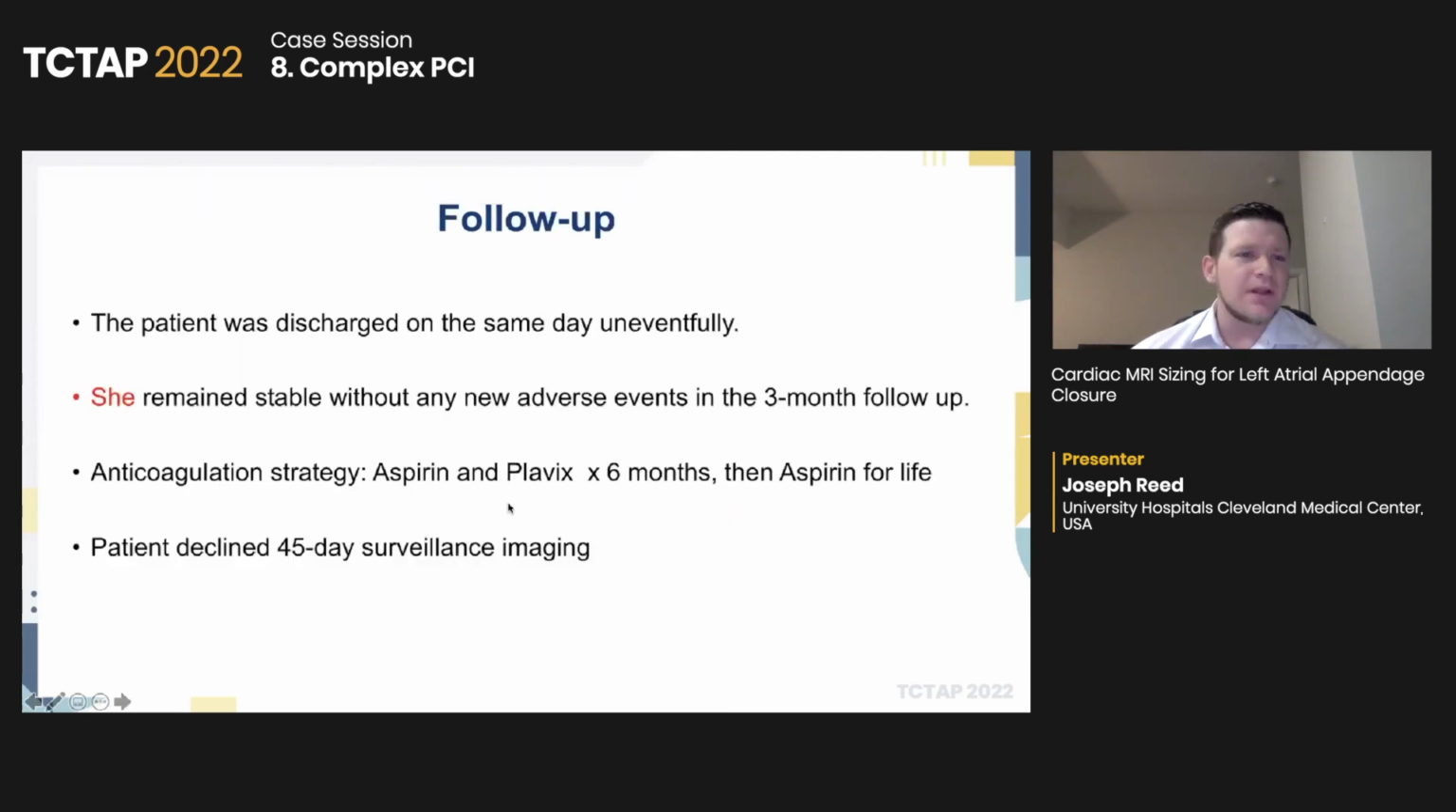For follow-up, obviously the patient was discharged on the same day uneventfully. She remained stable without any new adverse events at 3 months. Our anticoagulation strategy was aspirin and Plavix for 6 months and aspirin for life. And the patient declined 45-day surveillance imaging.